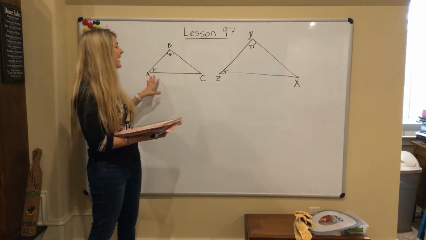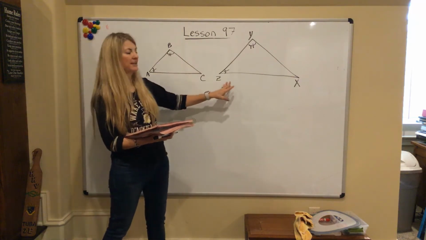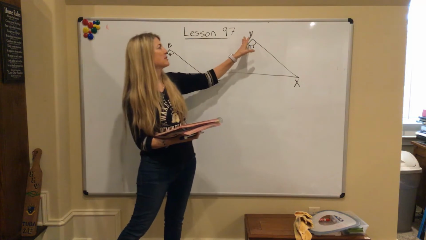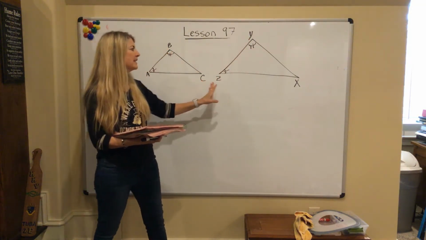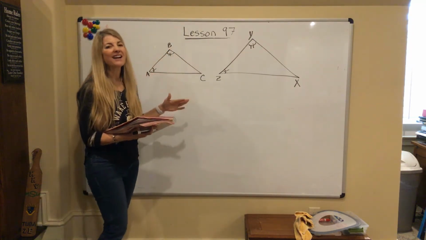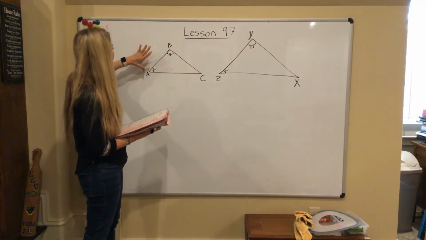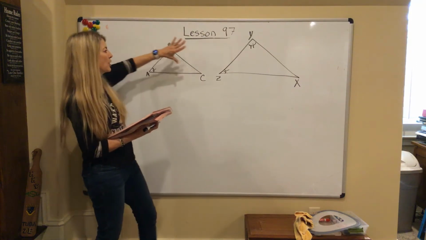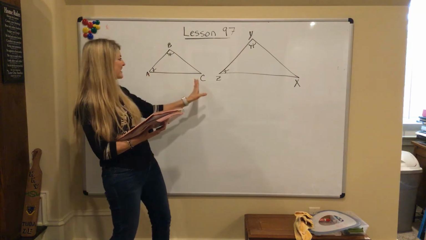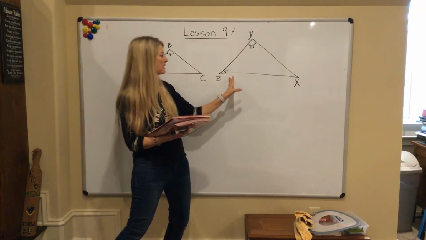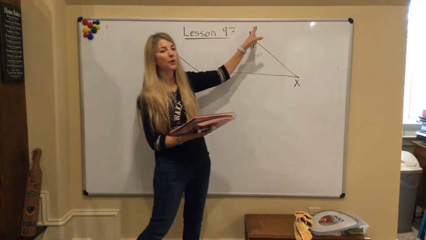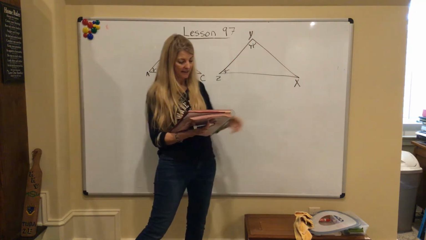So angle A corresponds to angle Z. This is on page 665. Angle B corresponds to angle Y, and angle C corresponds to angle X. Then there are also sides that correspond to one another. Side AB corresponds to side ZY. Side AC, right here, corresponds to side ZX. And side BC corresponds to side YX.